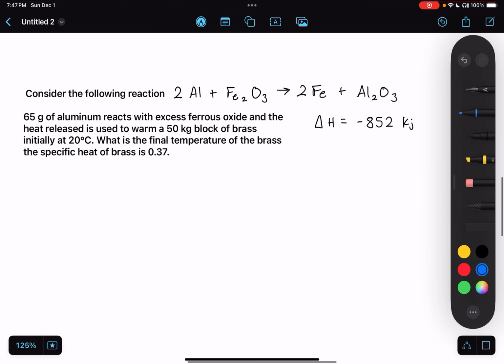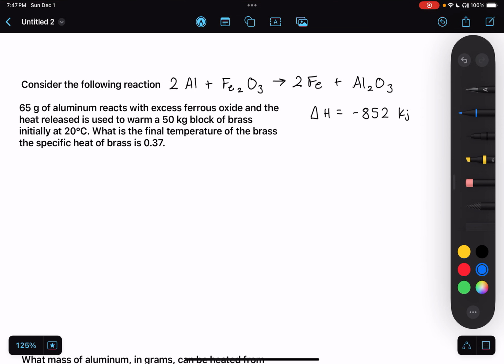Next, consider the following reaction. 65 grams of 2 aluminum plus Fe2O3. They react, and we end up with 2 iron and aluminum oxide, Al2O3. The delta H of that is negative 852 kilojoules. One thing about this question, I worked it out, didn't really have too much of a problem, but when I looked it up, I found a different answer. So we're going to have to ask the professor about this one before we take that test.